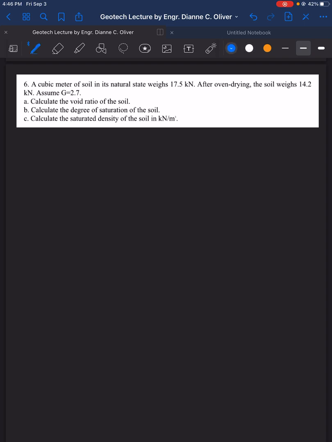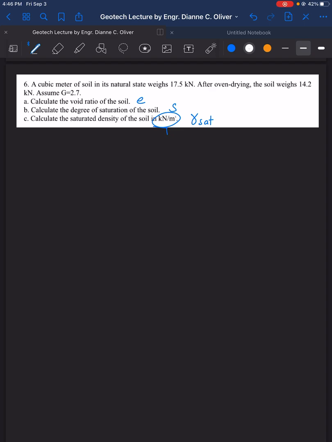So we're looking for the void ratio E. Calculate the degree of saturation of the soil, S. Calculate the saturated density of the soil in kilonewton per cubic meter. So saturated density in given unit, what unit is that? That is in unit weight. So the answer should be in gamma sat. Okay? So the unit is kilonewton per cubic meter. So it's gamma sat.